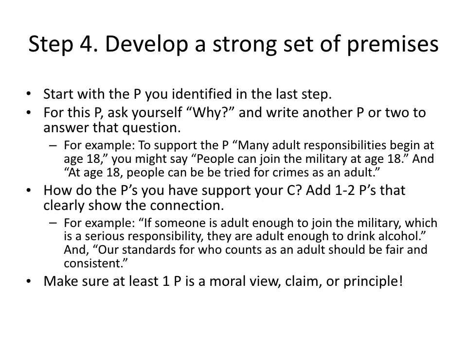In the next step, I build my set of premises by starting with the one premise I identified in step 3. And I ask myself, why is that premise true? And I write another 1 or 2 premises that explain why my first premise, which I identified in step 3, is true. For example, to support the premise that many adult responsibilities begin at age 18, you might say people can join the military at age 18. And at age 18, people can be tried for crimes as an adult. Now I have 3 premises.